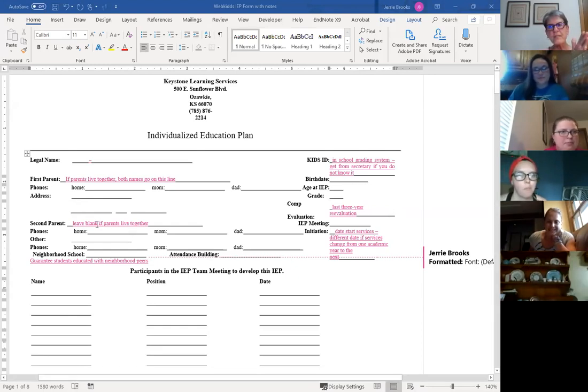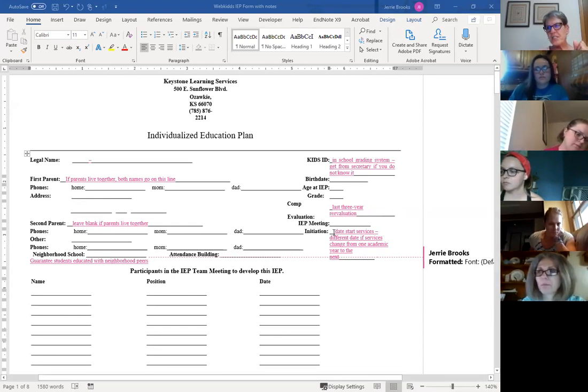Okay, so if the parents live together, I said you leave this section blank. If they don't live together, you fill it in for the second parent. If they have joint custody, it really doesn't matter which one goes first, as long as they're both written down there.